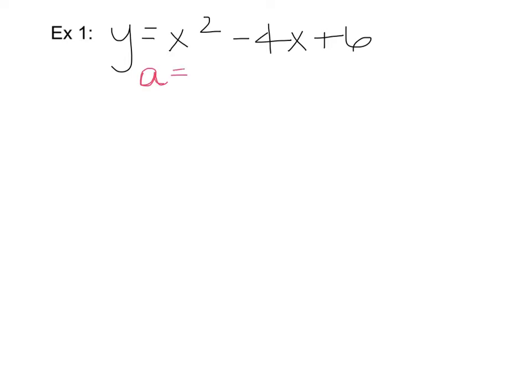So a is the number in front of x squared, so it's 1. b is the number in front of x, so it's negative 4. And c is the number all by itself, so it's 6. So I have to find the vertex.